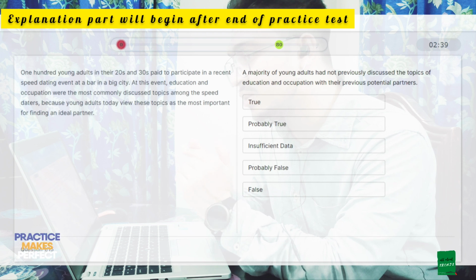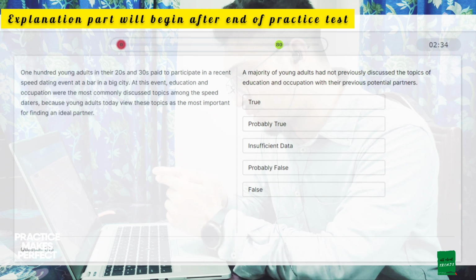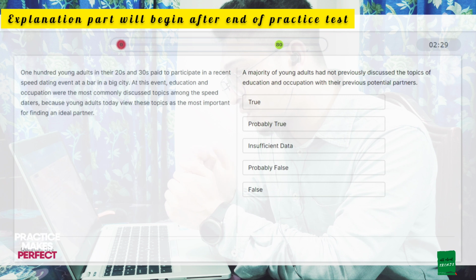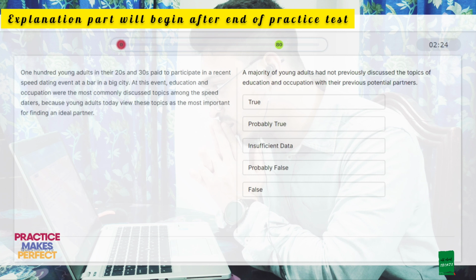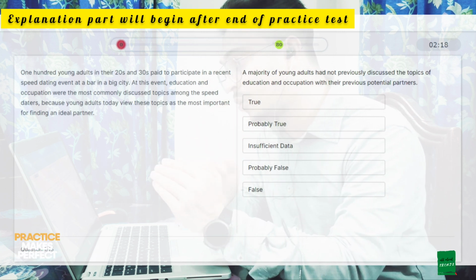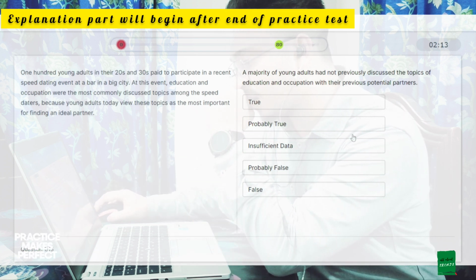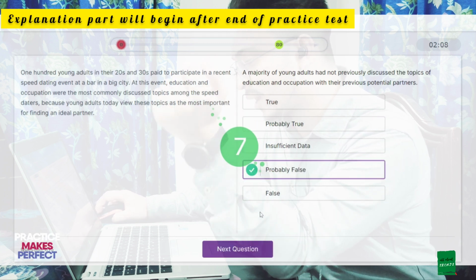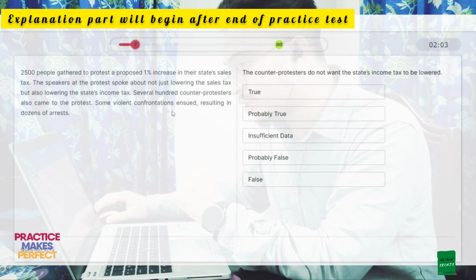100 young adults in their 20s and 30s were paid to participate in a recent speed dating event at a bar in a big city. Education and occupation were the most commonly discussed topics among the speed daters because young adults today view these topics as the most important for finding a partner. The question here is: a majority of young adults had not previously discussed the topic of education and occupation with previous potential partners. I think it probably falls because it might be possible that they have discussed it. Oh my god, it's right. Okay, I'm going to come to the explanation later in this video.